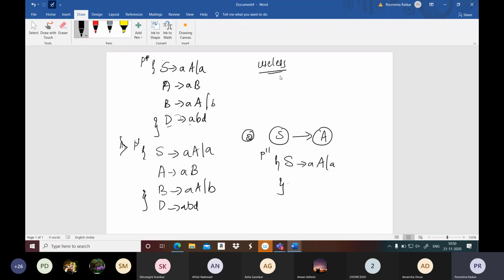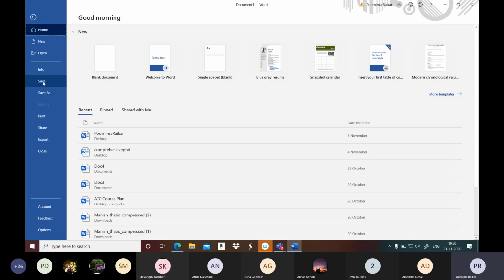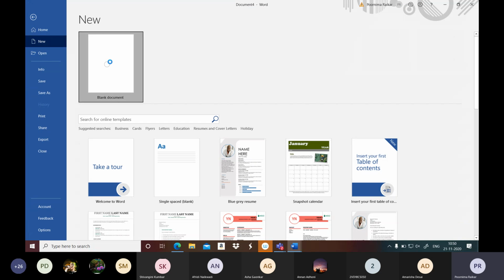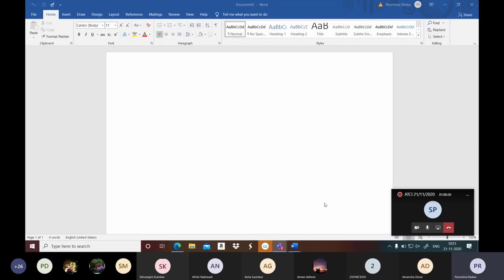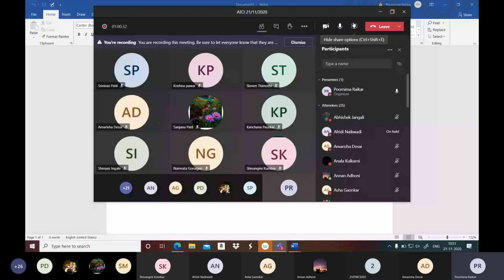So this is how to eliminate useless production or useless grammar from the given grammar. These are all your useless variables because they are not used in any generation of a terminal string from your start symbol. So this is how to eliminate useless productions. Okay, next we'll go with the next one. Next I'll eliminate epsilon production.